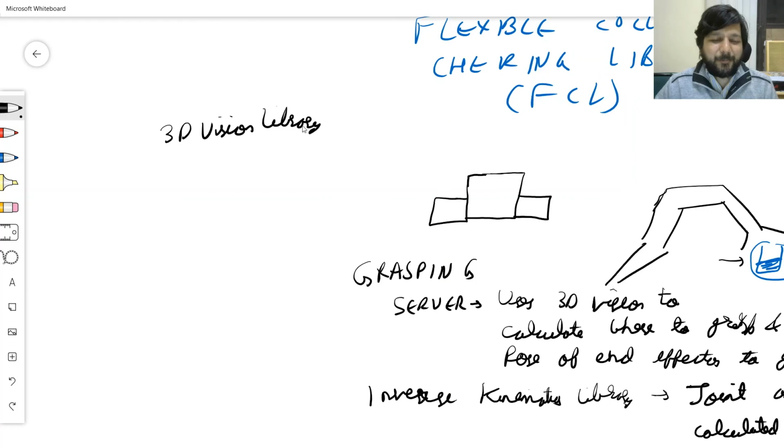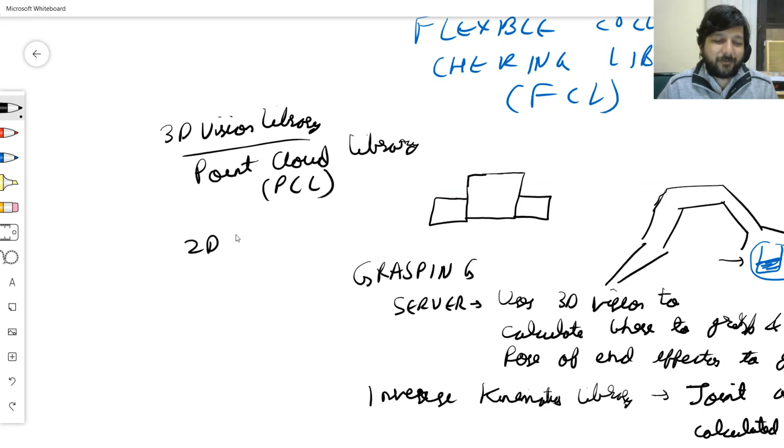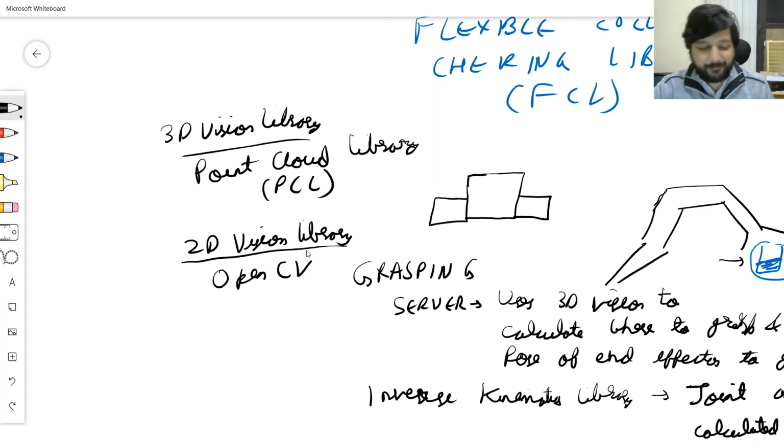Now I don't want to make a big statement, but still the Point Cloud Library is still popular. And of course, you've got the 2D vision library. That's always running. You just make a function call, which popularly is OpenCV. So that's library support that's always there.